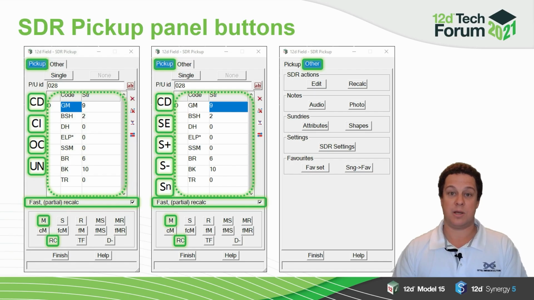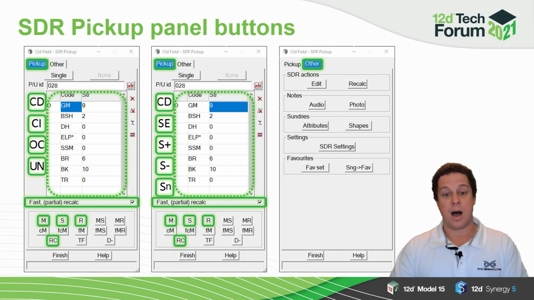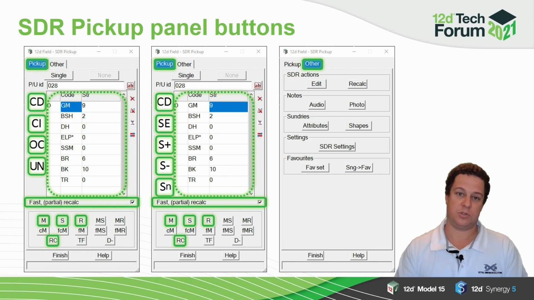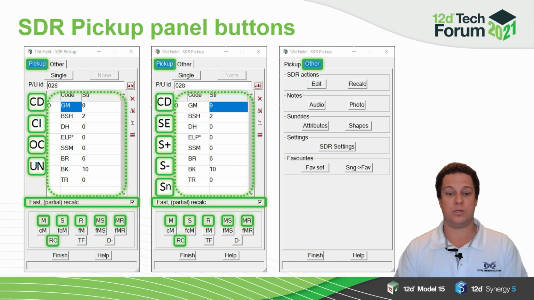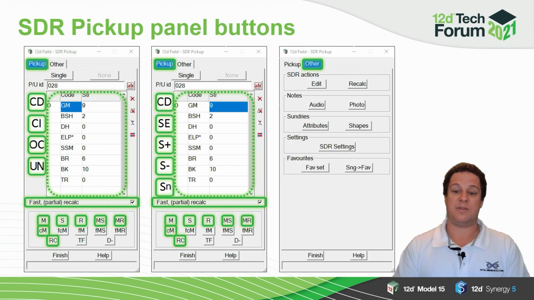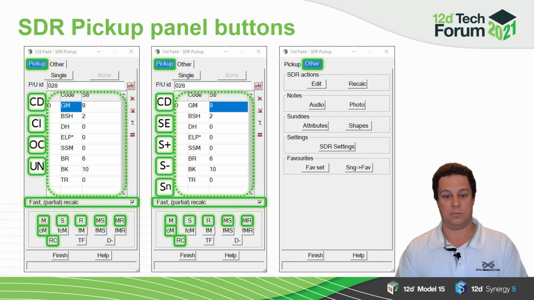M will take a measurement, and once this button is pressed, buttons S and R will become available. S will store that measurement and prompt the user for the attributes. R will record that measurement, but store them with the previously stored attributes from the shot taken before. MS will measure and store. MR will measure and record. CM will activate the measurement panel, which allows the user to swing or change the distance of the shot.